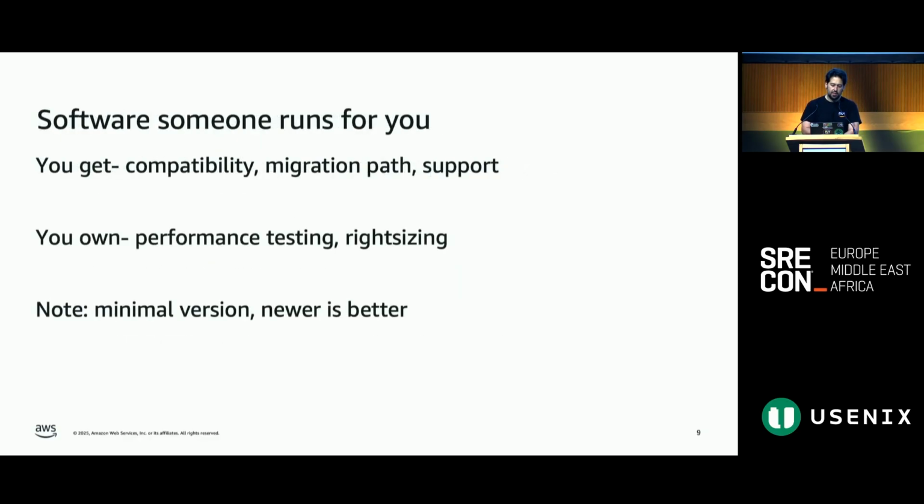One last thing about software someone runs for you. These will usually have a minimal version. This is the version that the party that runs it for you has decided it works from. That doesn't mean that this is the version you need to stick with. You should prefer to use newer versions. The reason is that newer versions will have performance optimizations, which allow you to enjoy ARM64 better. And this is going to be a recurring theme throughout this talk, right? Always try to use newer versions because they will have both support and optimizations.